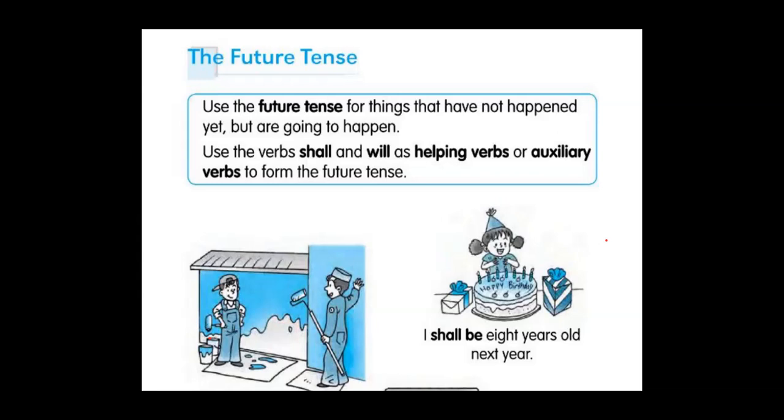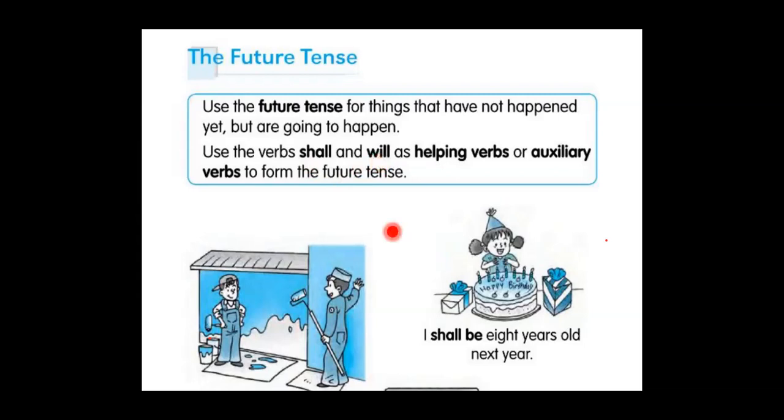And in present tense, what did we use? Am, is, are. Yes, we used am, is, are in present tense. Do you remember? Yes. Am, is, and are are helping verbs. And what else? Have and has also, right? Yes. Have and has are helping verbs. Now we have seen that shall and will are the helping verbs which are used in future tense.